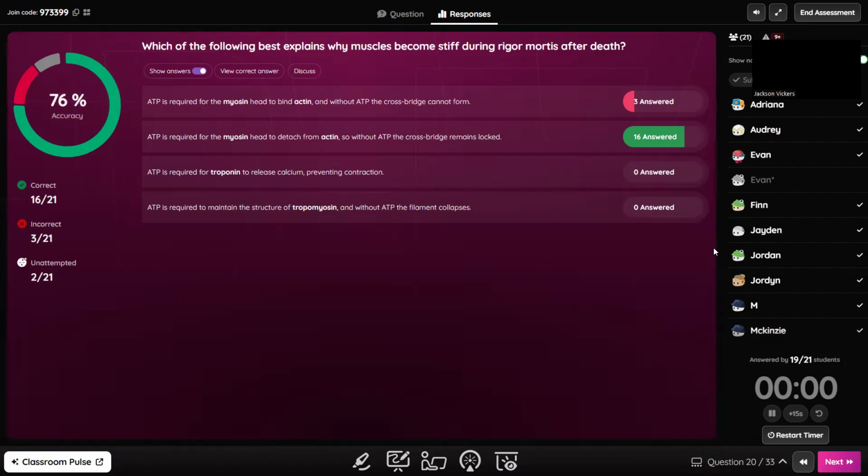Nice. Basically, everyone got that one right. This is step one of the power stroke. After it's done the whole thing, we're back to the beginning and we still have the myosin bound to actin, and you need a fresh new source of ATP to bind for it to be able to detach. When someone's dead, they can't be making ATP, so they don't have enough, and those muscles stay locked for a long time.